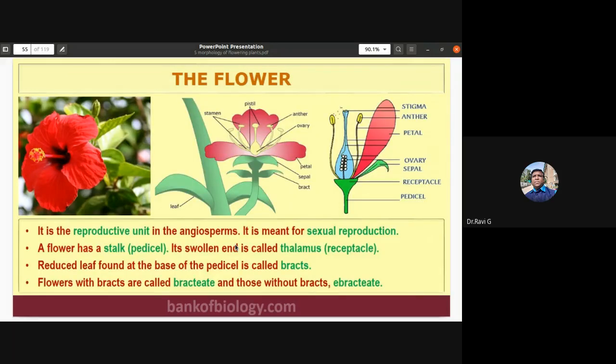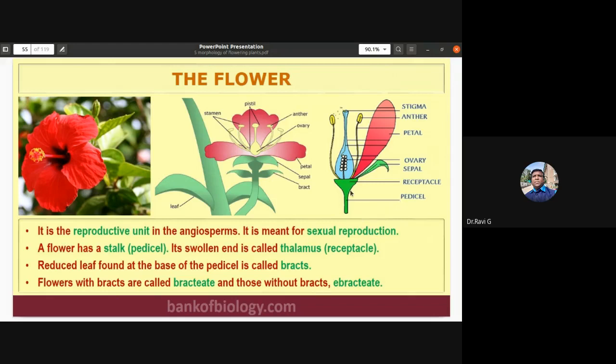Then we had discussed the flower. I had already told you flower is a modified vegetative shoot meant for the sexual reproduction. The stalk of the flower, see you can see this diagram. The stalk of the flower, we call it as pedicel. The stalk of the leaf, we called it as petiole. But in flower, the floral stalk, we call it as pedicel.